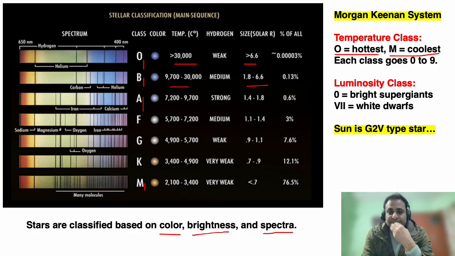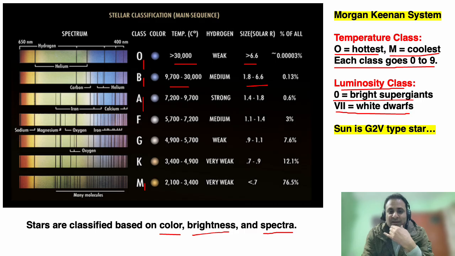They are even further divided within each letter, like O goes from 0 to 9, B goes from 0 to 9, and all the way even M goes from 0 to 9. So this is the temperature classification. The other way to classify is how bright the star is. In the luminosity class, it runs from 0 to 8. 0 means the brightest star, and 8 means the very dim stars like white dwarfs.